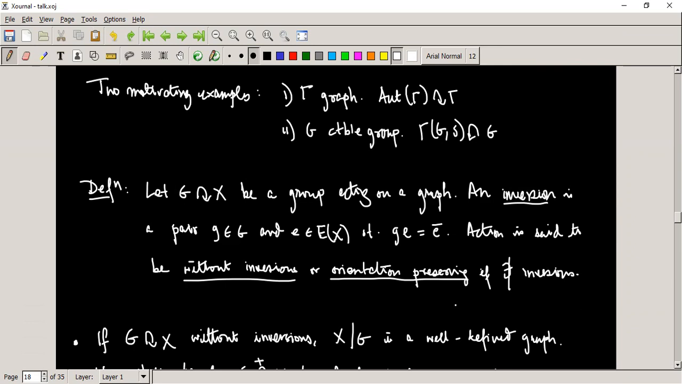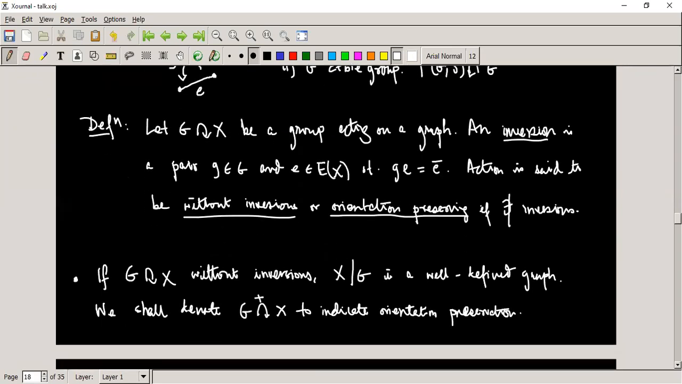There are certain kinds of action I would like to not consider. These are kinds of bad actions, inversions. An inversion of the action is a pair consisting of an element little g of capital G and an edge E of capital X, such that g is equal to E bar. So it is exactly this flipping action I was mentioning earlier, right? Here is E, and g is just flipping this edge. These kinds of actions are called actions with inversions. I do not want actions with inversions because they don't fix an orientation on the graph, basically.